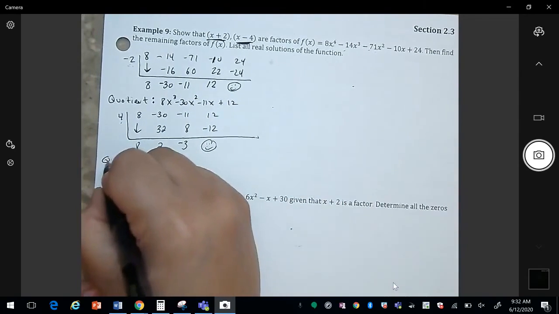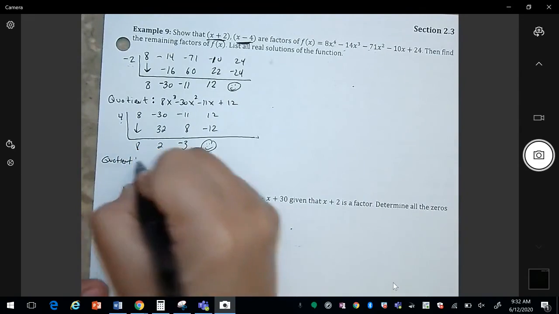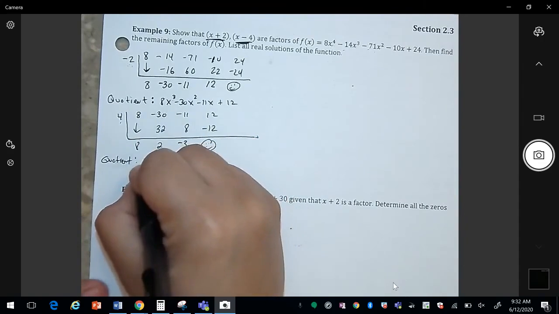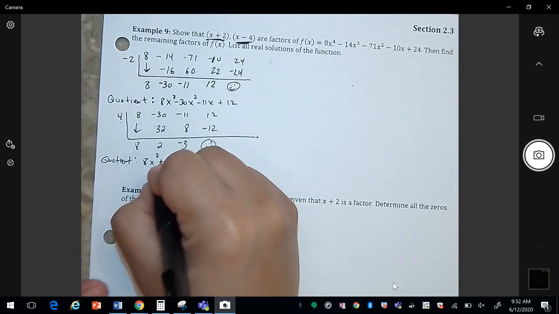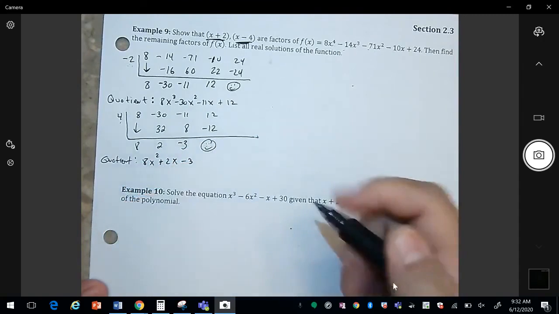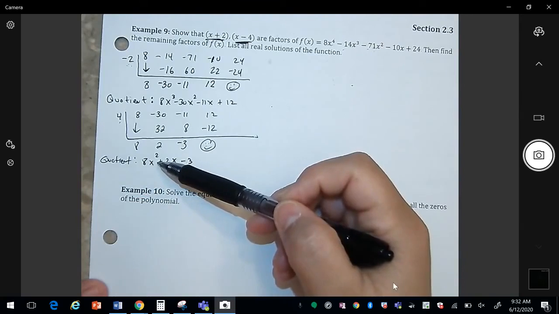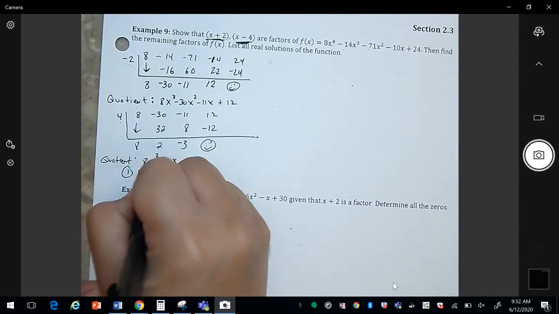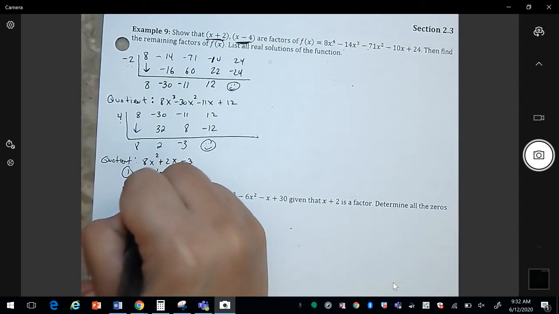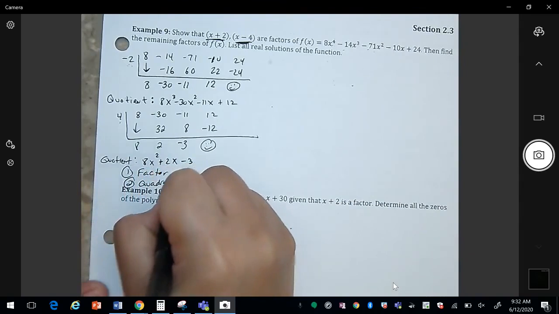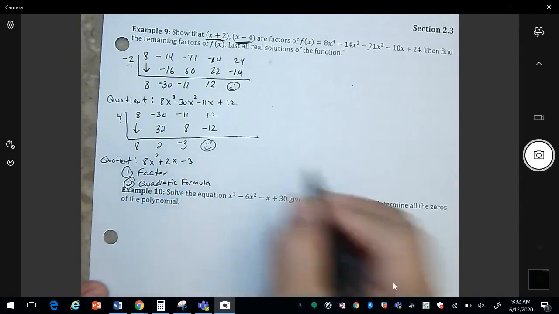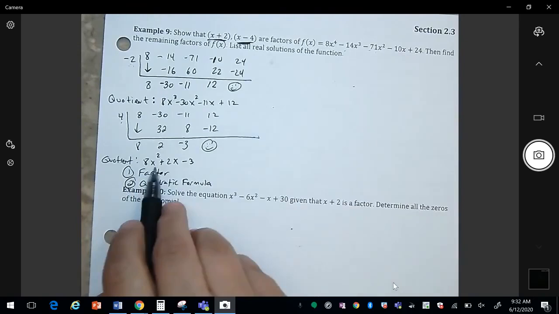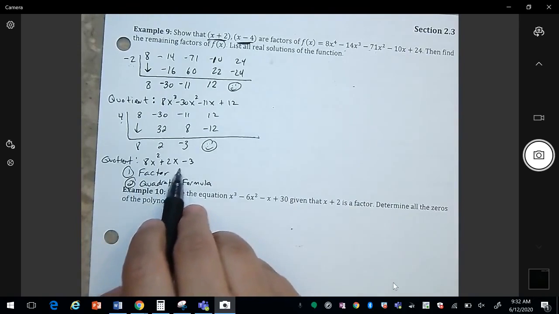And so the new quotient, with one less power. So if we started with x cubed, one less power would be 8x squared plus 2x minus 3. So notice now that this is quadratic, and so you have two options. Number one, you can try to factor, or number two, you can use the quadratic formula. Okay, so I'm going to use the quadratic formula because by looking at these numbers, it's not going to factor.